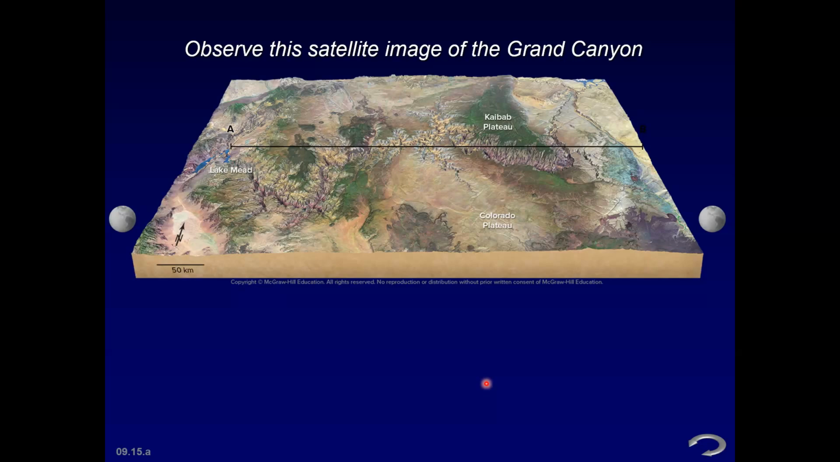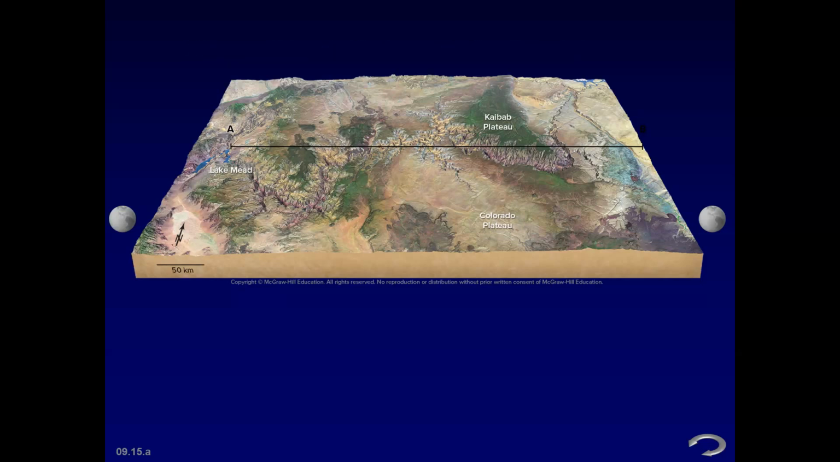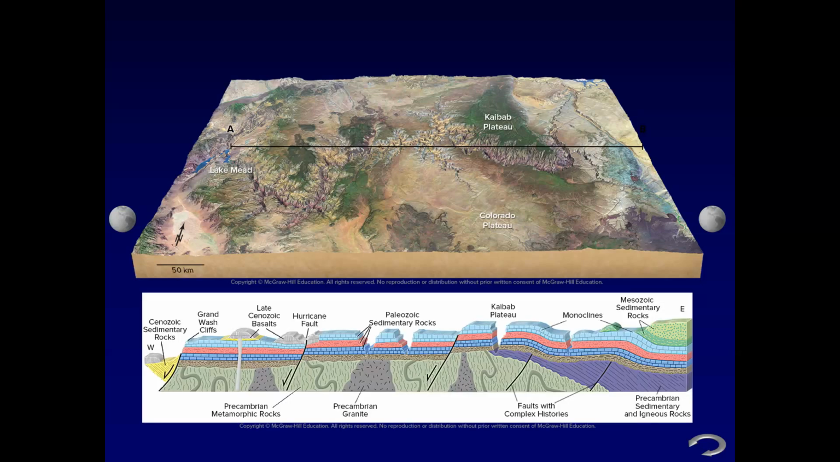All right, we've got this satellite image / block diagram of the Grand Canyon. All right, so the Colorado River flows from right to left, and it enters Lake Mead. The Grand Canyon is eroded into the Colorado Plateau, which is mostly flat-lying Mesozoic and Paleozoic sedimentary rocks. And the deepest part of the canyon is where we have a cut through the uplifted Kaibab Plateau. Right about here. Okay, so we got the canyon itself. We got the Colorado Plateau.